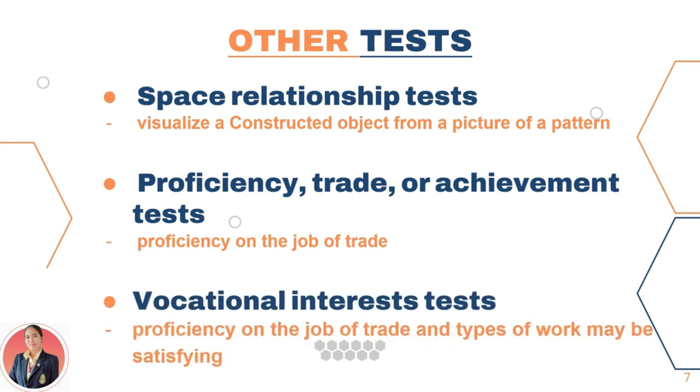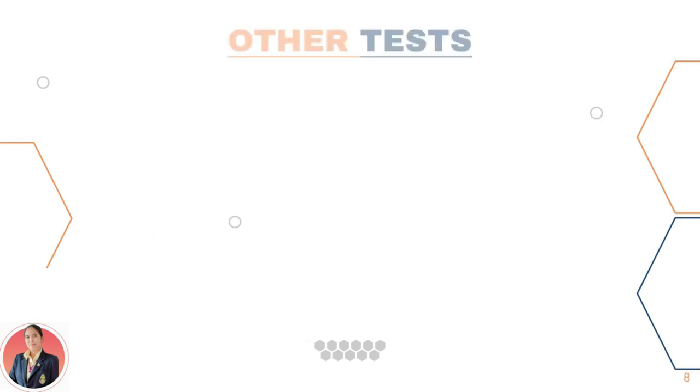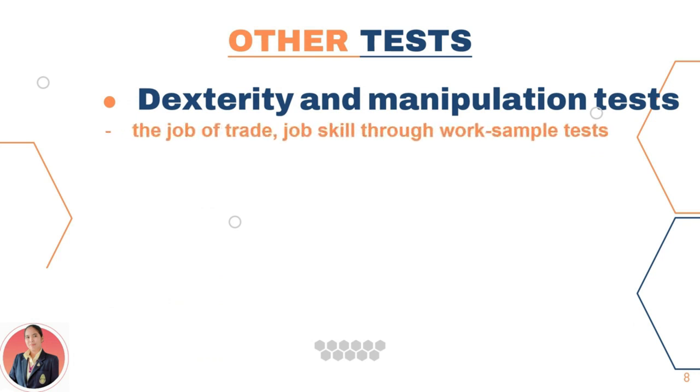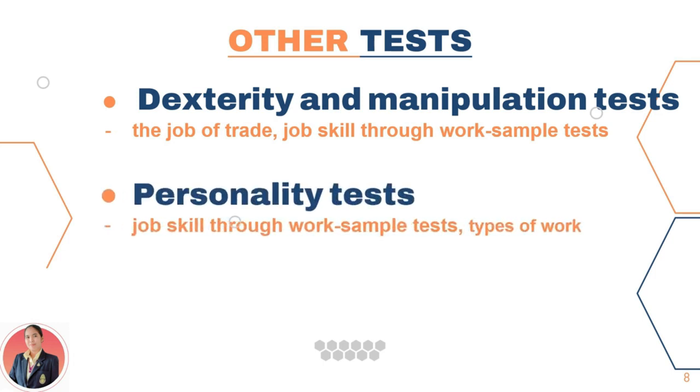Vocational interest tests. Interest tests that are designed to discover the patterns of employee interest and suggest what types of work may be satisfying to the individual. Dexterity and manipulation tests. These tests are given to applicants for jobs requiring manual skills, especially the use of fingers. Personality tests. These tests are used in measuring personality characteristics which are considered to be the basis of success in the job, particularly for supervisory and managerial positions.